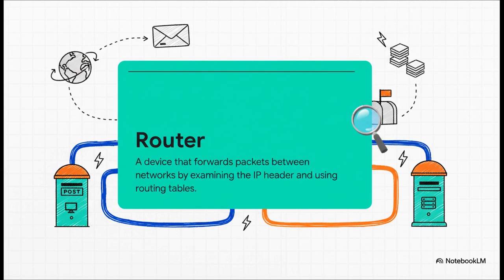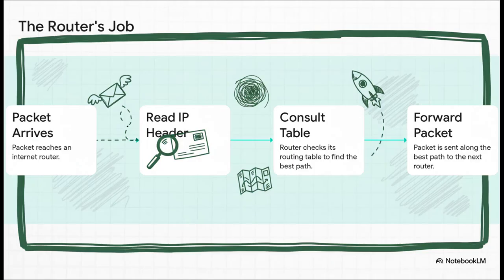Look at the destination IP address on the packet and make a split-second decision about the best next step to get this thing closer to where it's going. And this simple process just repeats over and over again, sometimes dozens of times for a single packet. It arrives, the router reads the IP address, it quickly checks its internal map, which is called a routing table, and then forwards the packet to the next best router in the chain. Each one of those jumps is called a hop.